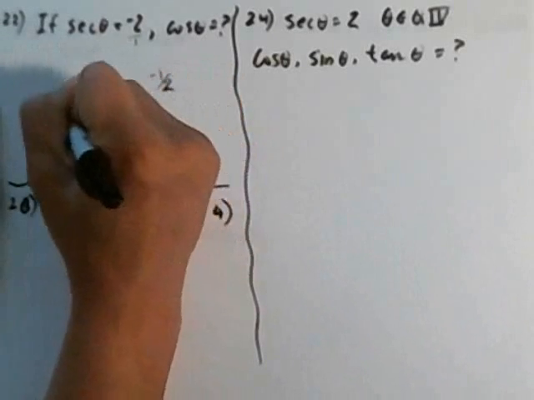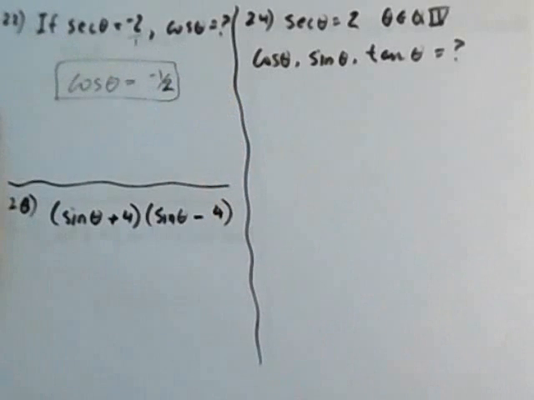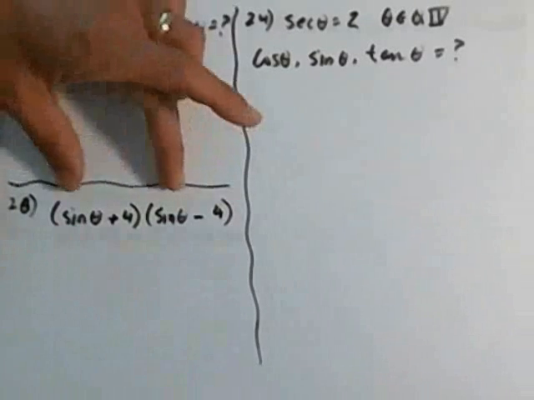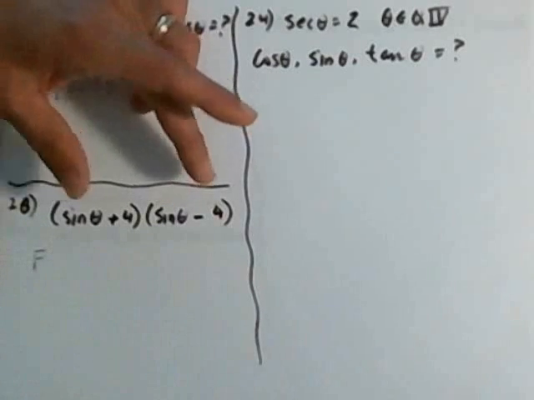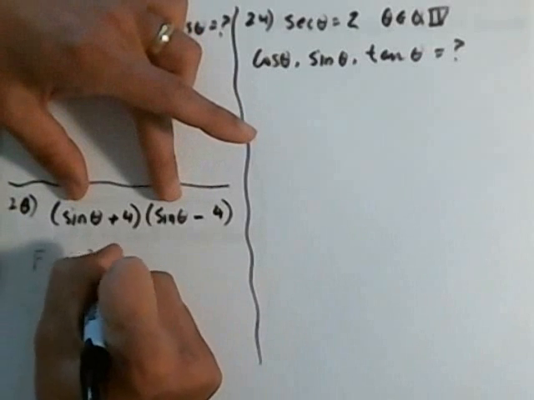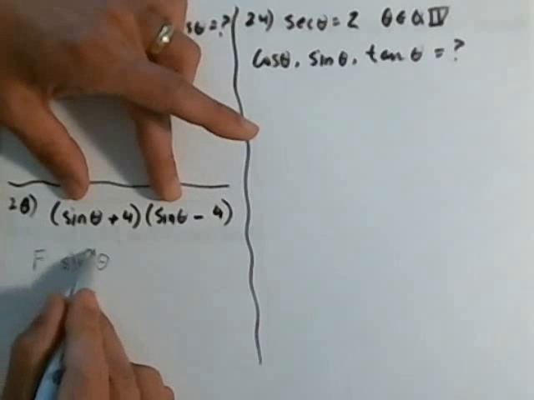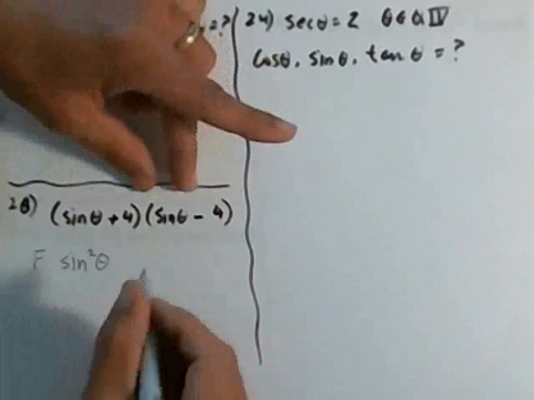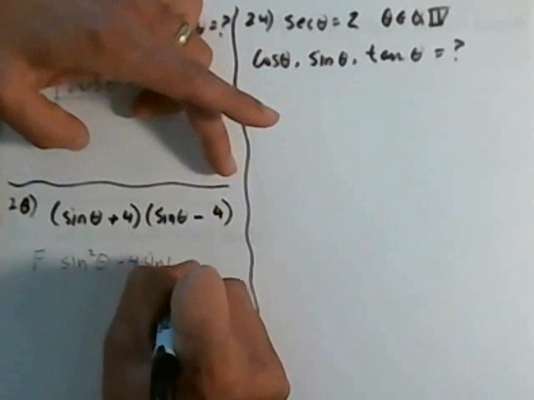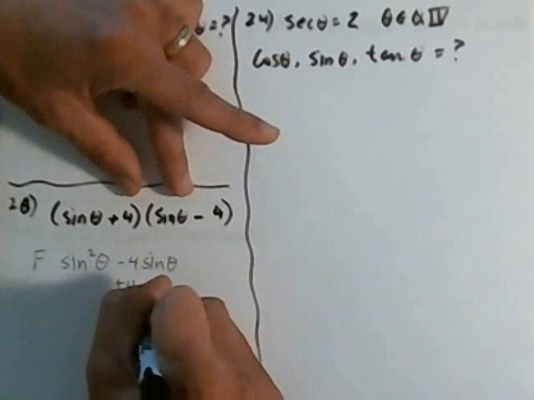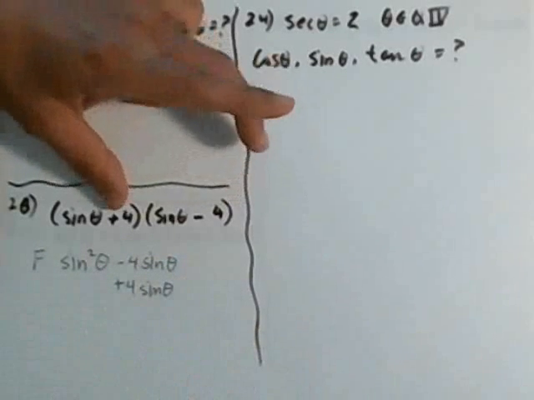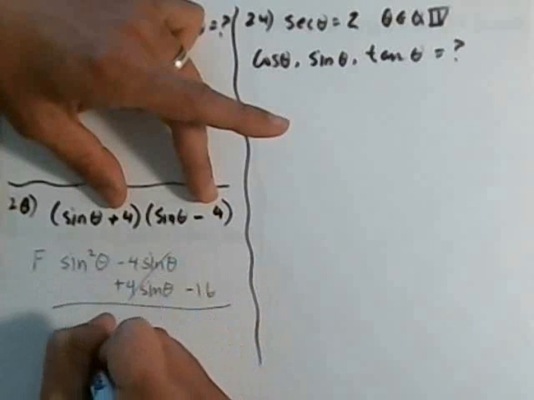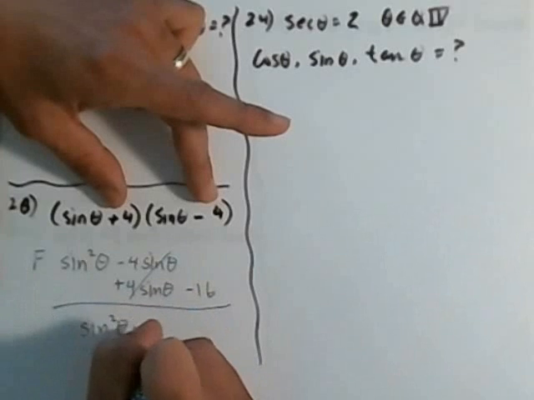Well, there it is. They want you to distribute this out. You have to use FOIL on this. So F, first, is sine times sine, which is sine squared of theta. And you should have this notation by now. That means sine of theta quantity squared. Minus 4 sine of theta. Minus 4 sine of theta. And then plus 4 sine of theta. And then plus 4 minus 4. You have to multiply it. Minus 16. These cancel, you get sine squared of theta minus 16.